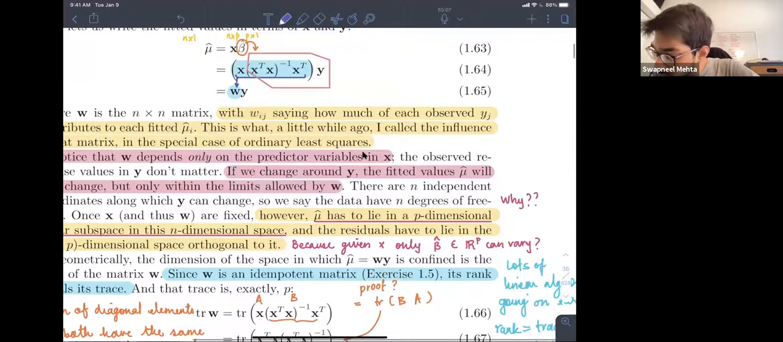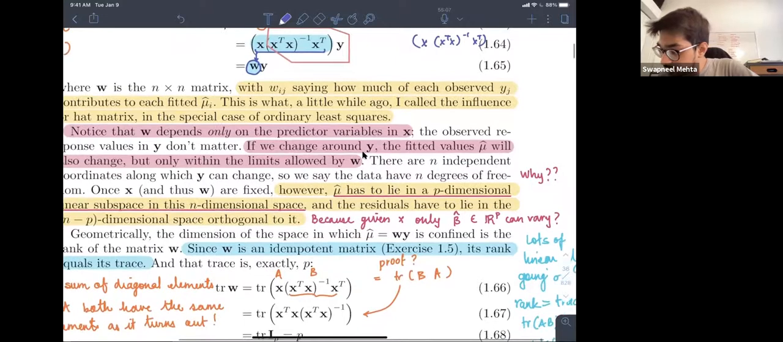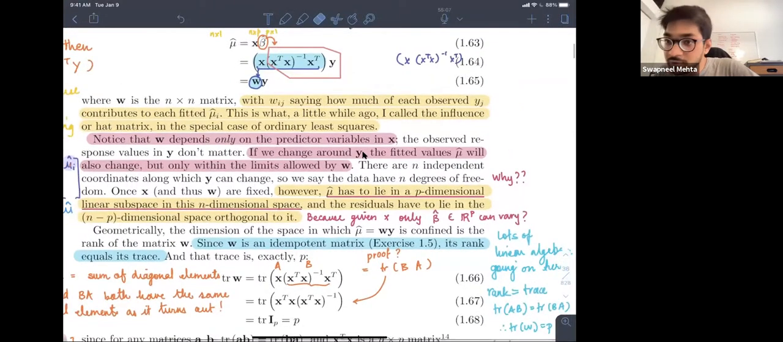So your W, which is your hat matrix, is essentially this entire thing, x times (x transpose x) inverse x transpose. What we're going to do is analyze the behavior of this W to reveal more about the influence of each y on the prediction. So we want to analyze how the response affects our predictions, and that's why this is called the influence matrix.